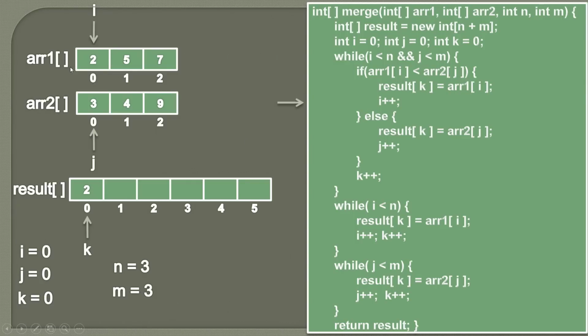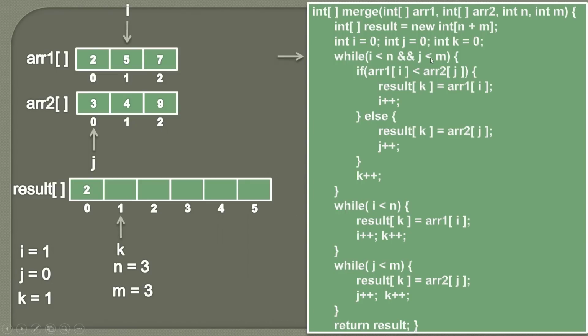Now as we have used this value, we'll increment i by 1. Currently i is 0, it will become 1. And after this if else, we will increment k by 1 because we have filled this position here. So now we need to go to the next position to get the next element. So k becomes 1.